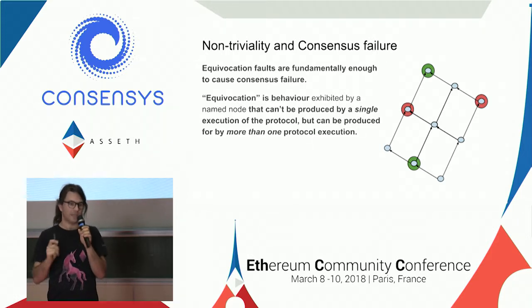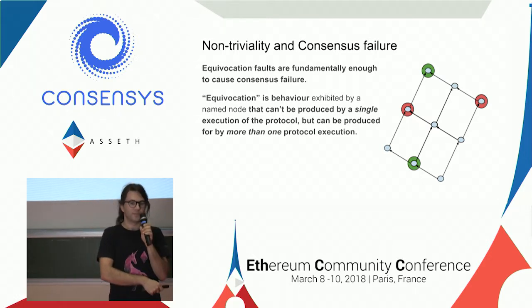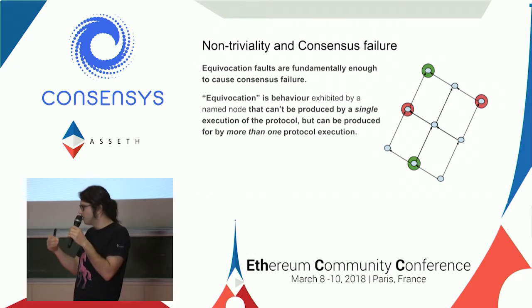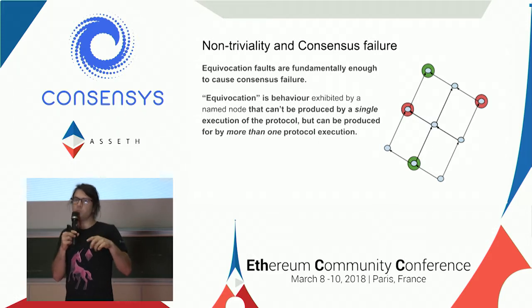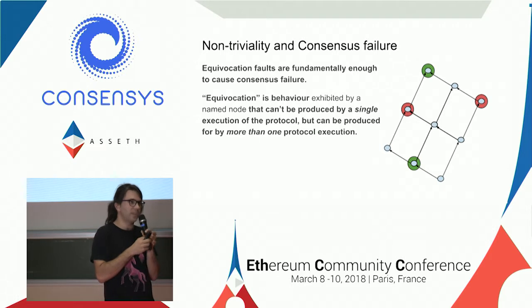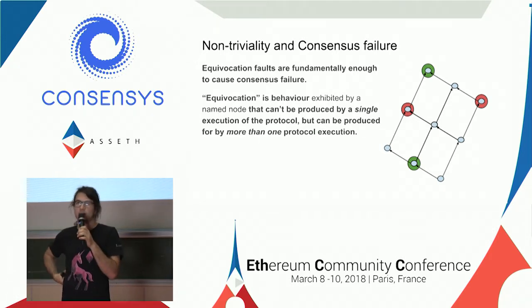And I'm claiming that equivocations are a kind of Byzantine fault that is fundamentally good enough for doing this. Equivocations correspond to a consensus-forming node not behaving like it's running the protocol once, but behaving like it's running it more than once. So any behavior that can't be produced by a single execution of the protocol, but can be produced by more than one, is considered equivocation.